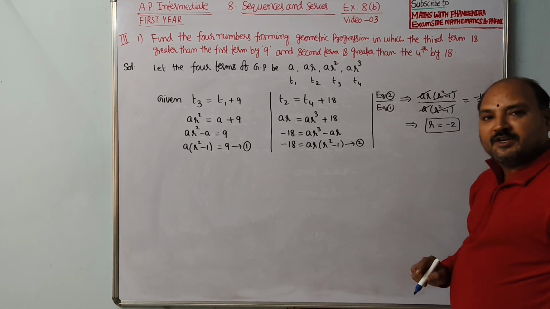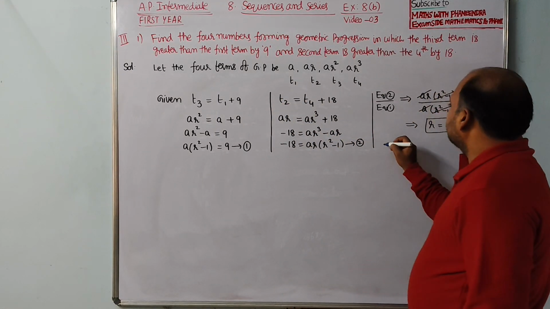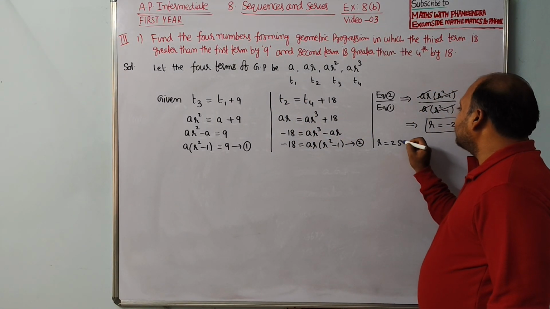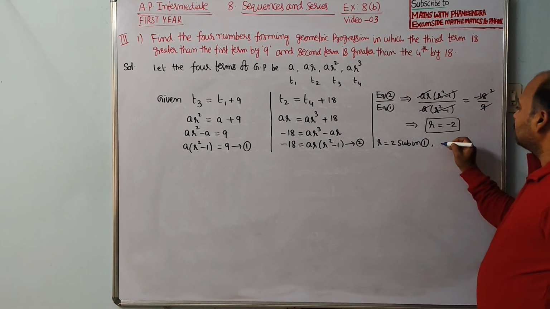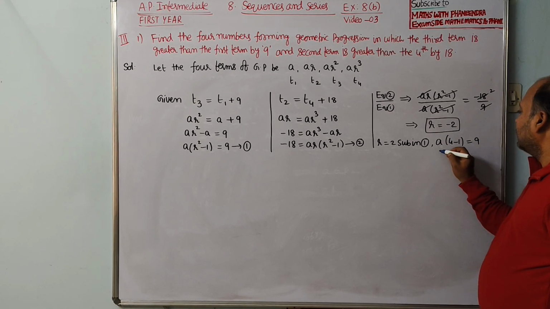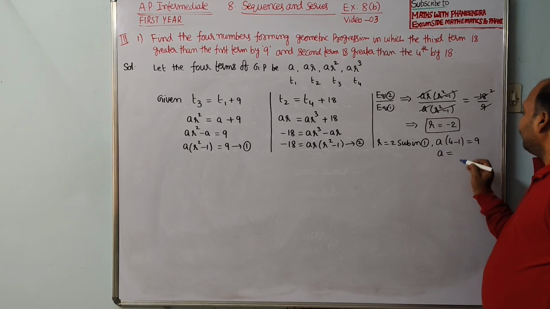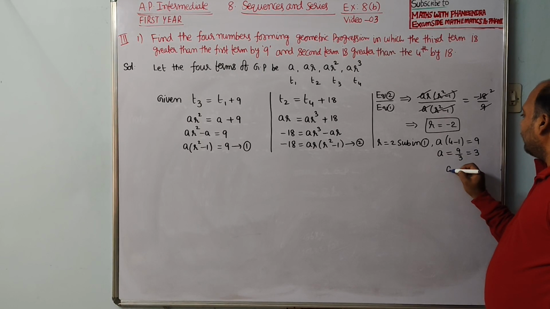So r value minus 2, you substitute in equation 1. So r is equal to minus 2, substitute in 1, we get a into 4 minus 1 is equal to 9. So a is equal to 9 by 3, that is equal to 3. So a value we got as 3 dear students.